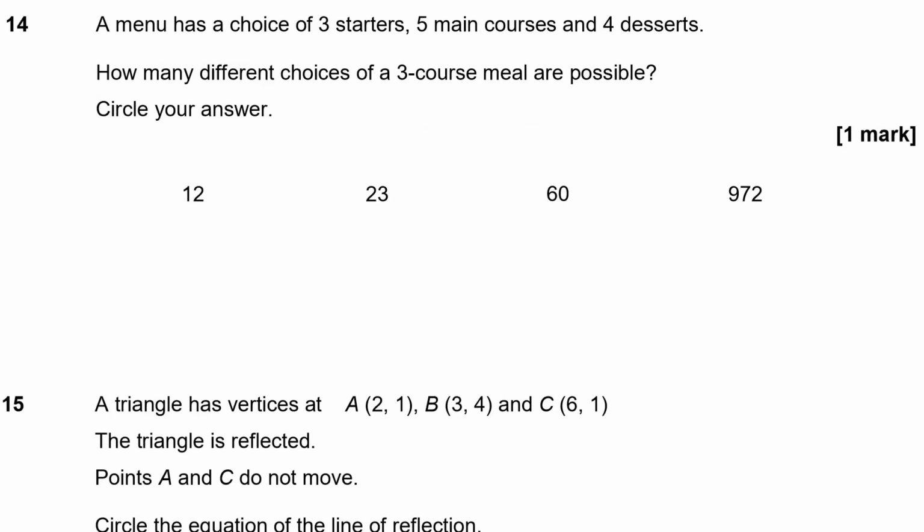Question 14. A menu has a choice of 3 starters, 5 main courses and 4 desserts. How many different choices of a 3-course meal are possible? Well, for each of your 3 starters, you then have 5 choices and then 4 choices. So the total number of choices you get by multiplying those together. 3 times 5 times 4 is 60. So it's that one.